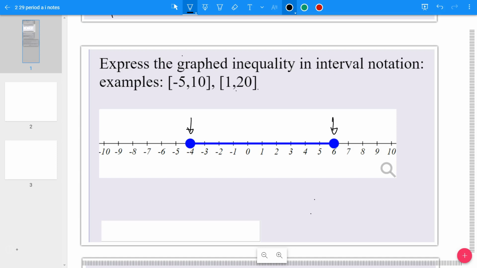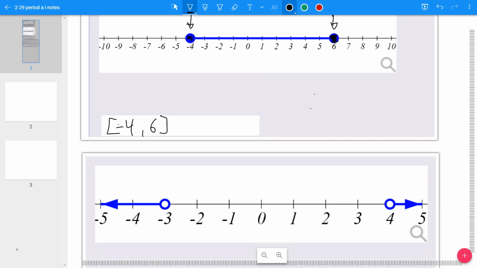That tells you it's a closed interval. So when you mark this one in the box, you would say -4. Next to the -4, you would put a bracket. The bracket corresponds to the fact that this is filled in. You put a comma, and then you put 6, and then you put a bracket next to the 6 to indicate that the 6 is also filled in. So -4, 6, brackets on the values. Let's move on to the next one here.